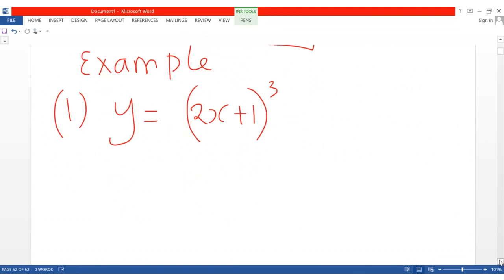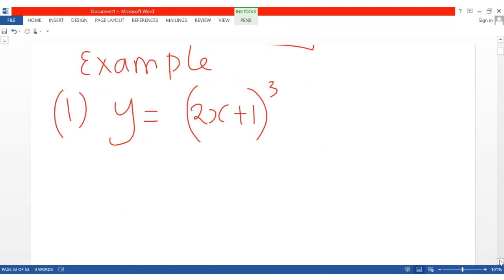There's a function within a function. So the function is 2x plus 1, and then we have another function which is power 3. If you want to expand this one, you can expand on your own, multiply 2x plus 1, then multiply by 2x plus 1, and then multiply by 2x plus 1 3 times, which is a bit tedious.